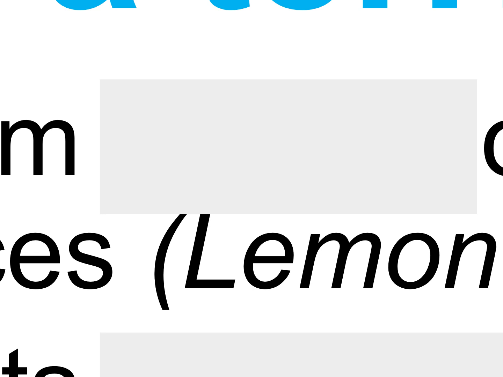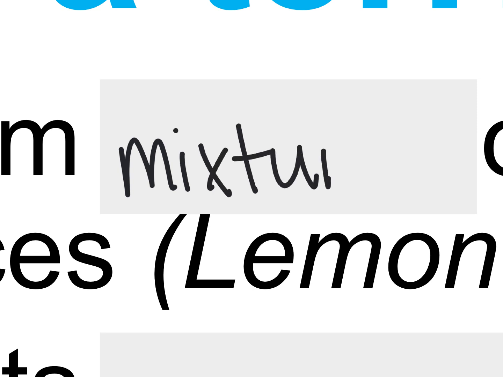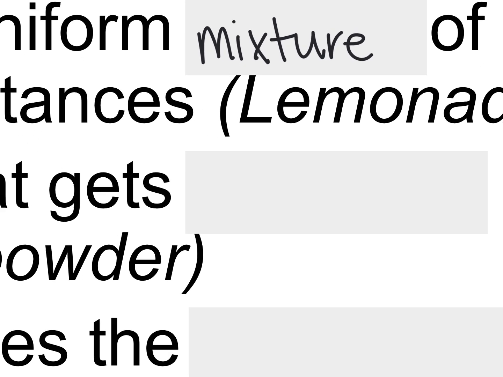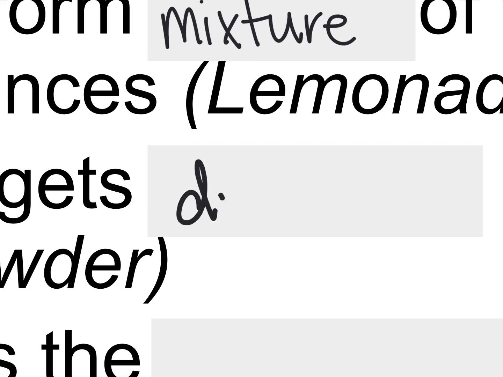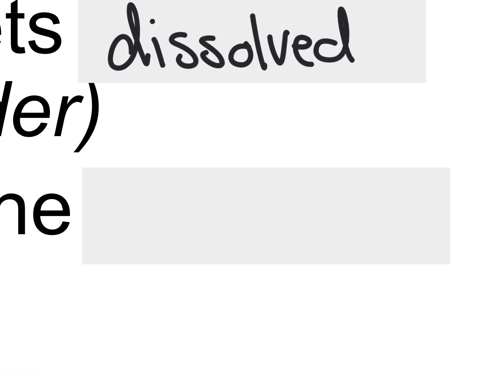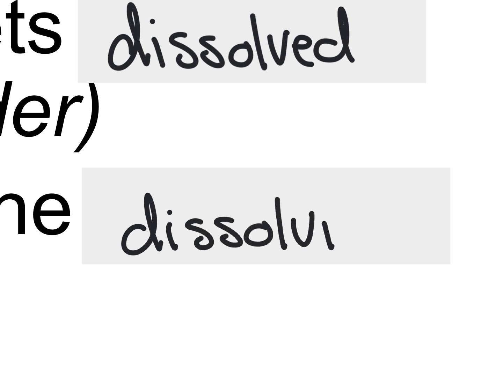Next, we have the idea that water is a terrific solvent. So we're going to talk about what that word solvent means using the example of lemonade. So we have 3 parts here. The solution is a uniform mixture of 2 or more substances. So this would be the actual glass of lemonade itself. The solute is what gets dissolved, and for us that would be the lemonade powder. That is what we are going to dissolve, and the solvent is what does the dissolving. So in this case it would be water.